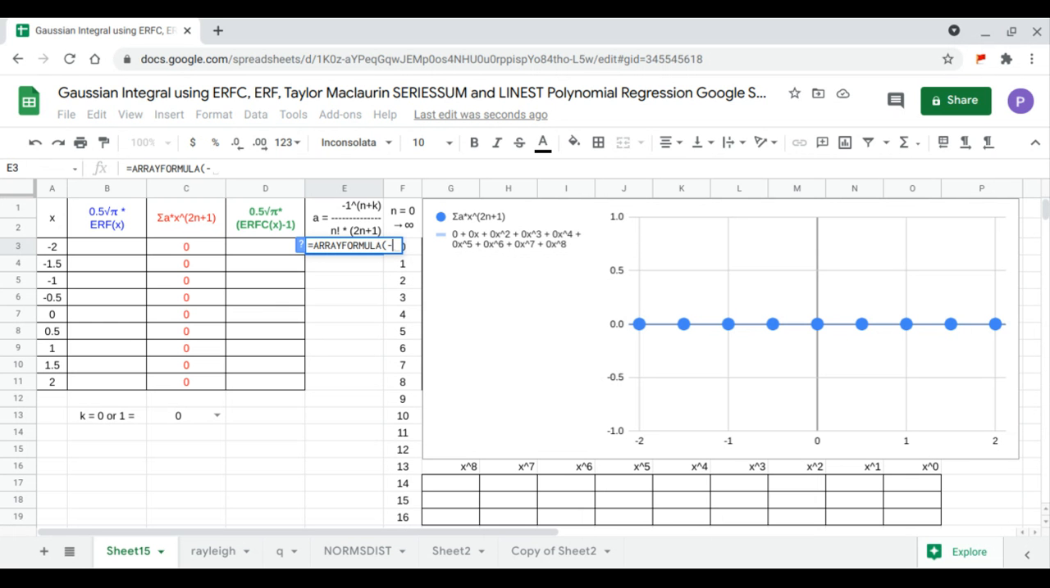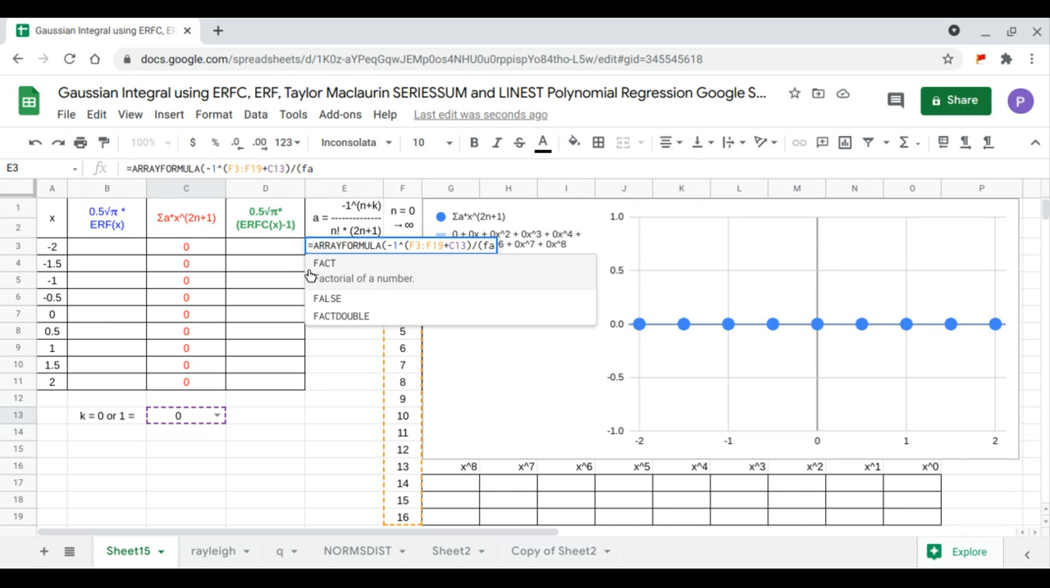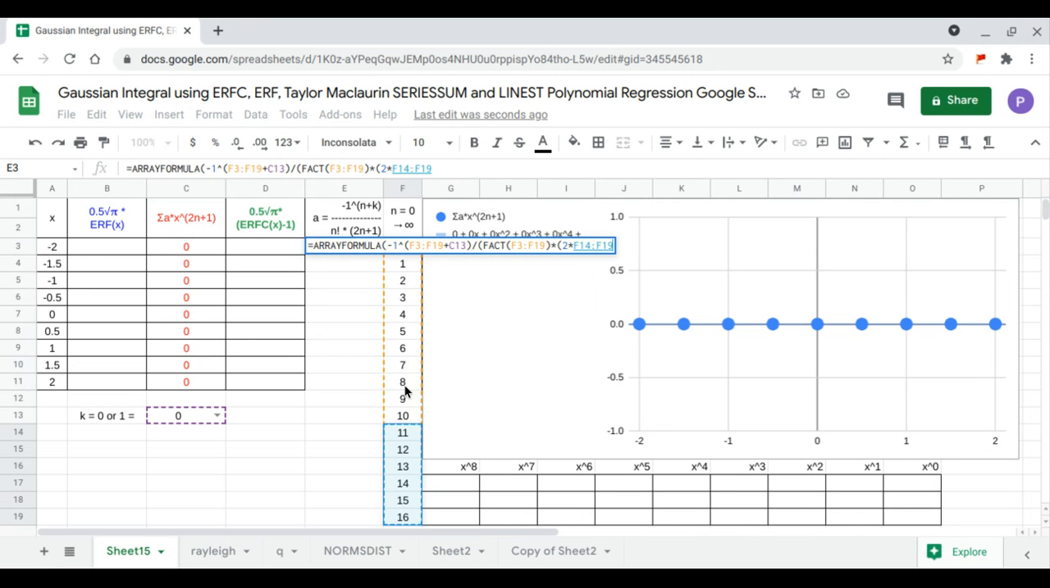So array formula, minus 1 raised to the power, the quantity n plus k, all over two quantities there. The first one is factorial n, factorial of n. The second one will be 2n plus 1 times the quantity 2n plus 1, so 2 times n plus 1. Then enter.